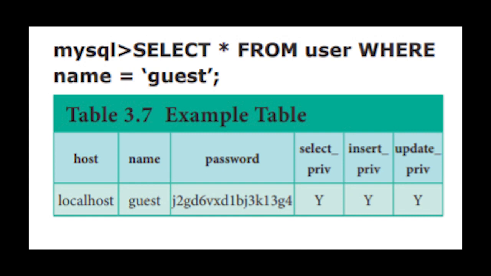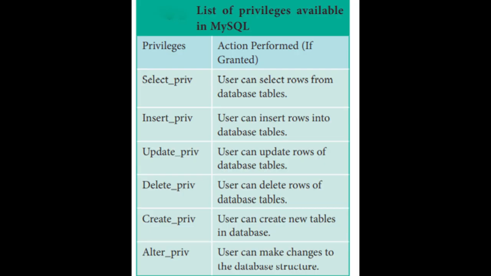Okay, now let's see the list of privileges available in MySQL. Privileges means the action performed. These are some privileges, those actions that will be performed in that MySQL. If those privileges are granted, you will get the answer. Access is granted means you will get Y. For yes, you will get Y. And if it is not accepted or the access is denied, you will get it as N.